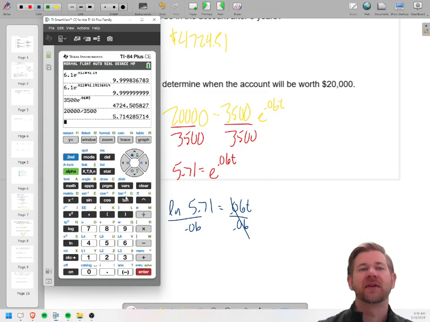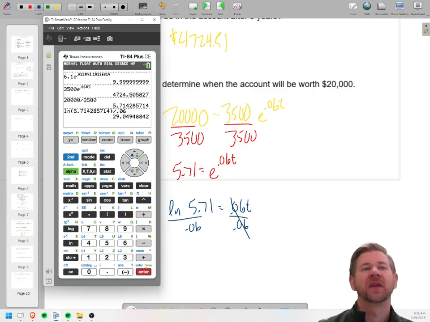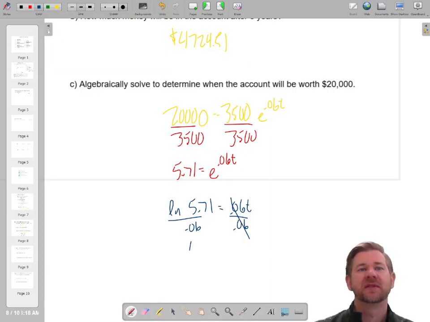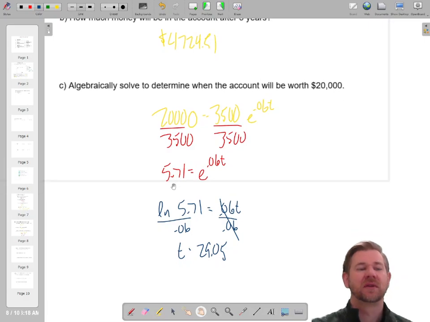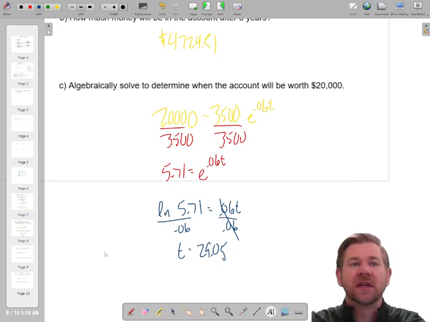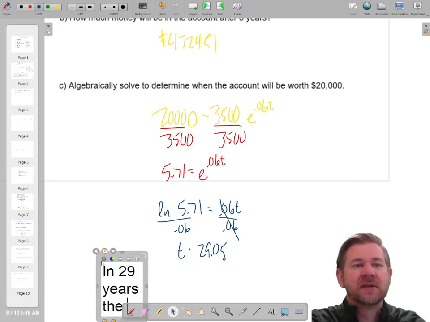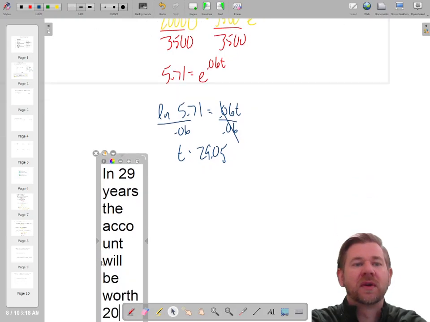We just need to have the calculator do the work for us. So I'm taking the natural log of that growth number, and then I'm going to divide by 0.06, and I get 29.05. T equals 29.05. So in 29.05, about 29 years, it'll be worth $20,000. In 29 years, the account will be worth $20,000.